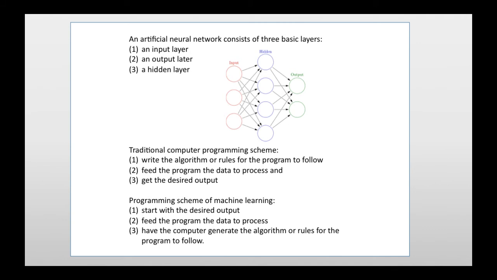In a traditional computer programming scheme, the pattern is to 1. Write the algorithm or rules for the program to follow, 2. Feed the program the data to process, and 3. Get the desired output. The programming scheme of machine learning works in the other direction. With machine learning, you 1. Start with the desired output, 2. Feed the program the data to process, and 3. Have the computer generate the algorithm or rules for the program to follow.